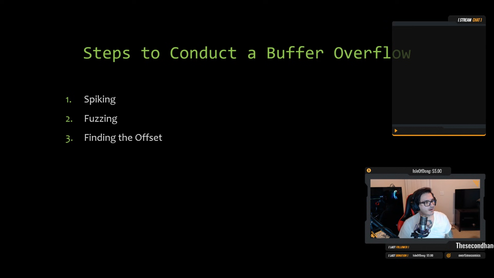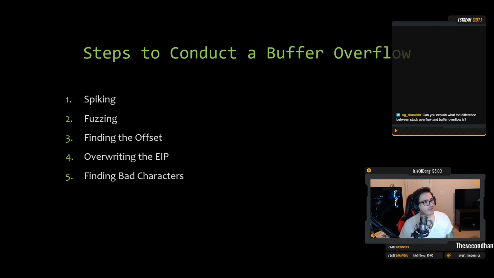And when we figure that out, we're going to do something called finding the offset. And all finding the offset means is we're trying to find that point where we break the program and we land on the EIP. Because remember, the instruction pointer is what we want to control. So if we can control the instruction pointer, we are golden. Then we're going to overwrite the EIP. We're going to find some bad characters, and we'll talk about what that means.